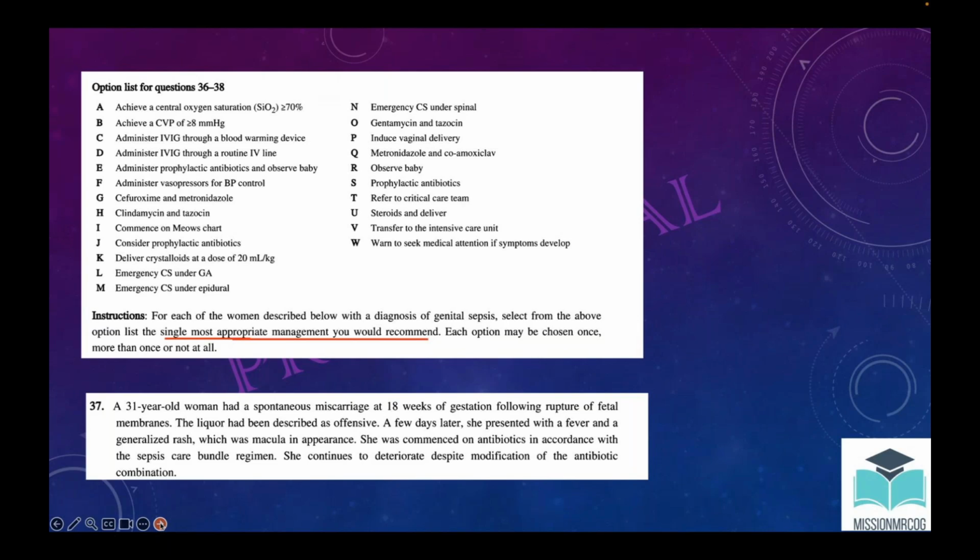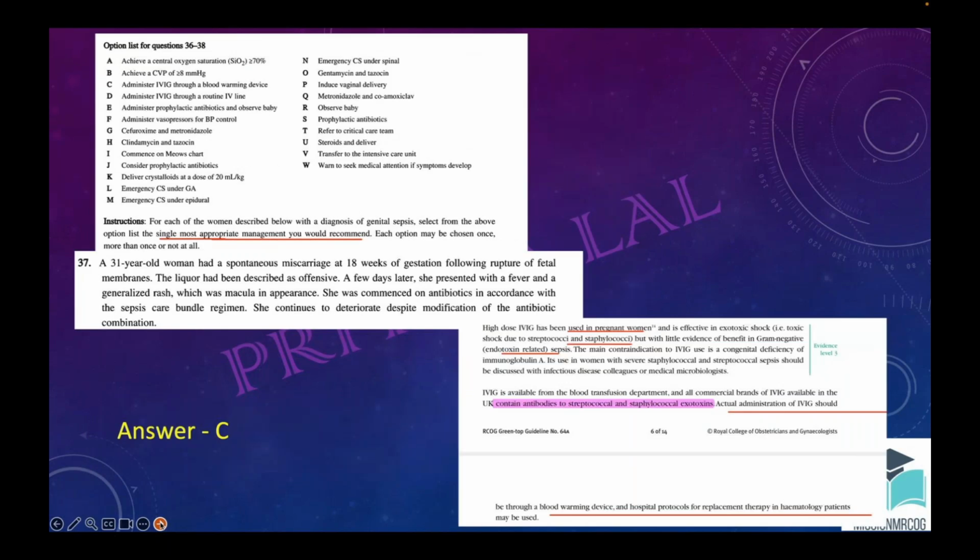IVIG and fluid warming device. Because of the oxytocin, if you see in your guideline, there are indications for transferring to ITU. But here the patient is not responding to antibiotics, and she is having a staphylococcal or streptococcal infection, because they have given a macular rash.